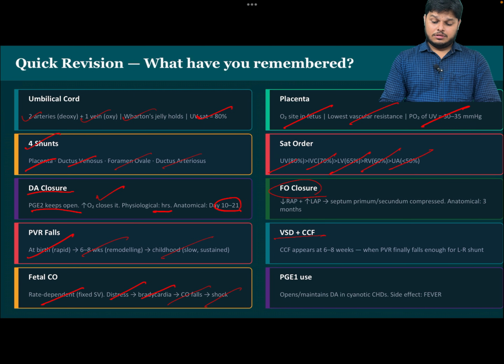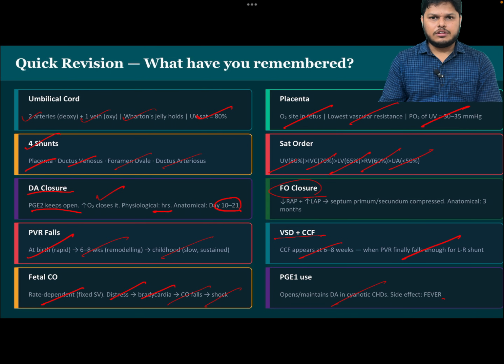So VSD plus CCF, we read when the appearance of CCF depends on pulmonary vascular resistance. It is completely dependent upon that. We read four situations. CCF appears at 6 to 8 weeks when the pulmonary vascular resistance falls enough for a left to right shunt. PGE1 use opens or maintains the ductus arteriosus in cyanotic congenital heart disease. Side effects, we will leave it. We will go through it.